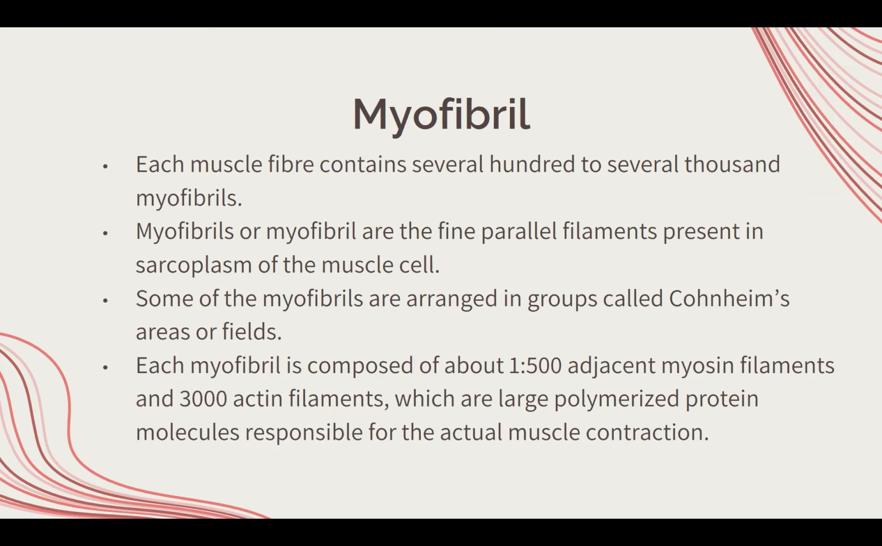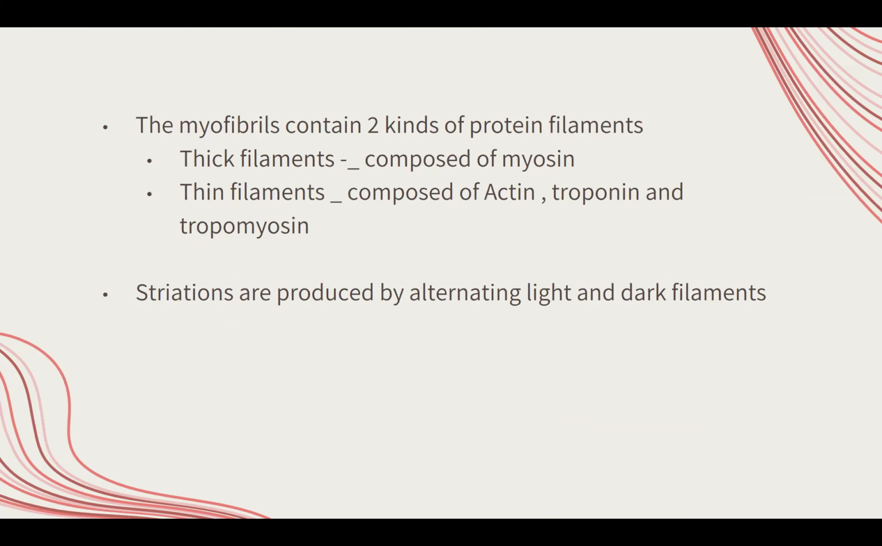The myofibril. Each muscle fiber contains several to hundreds of thousands of myofibrils. The myofibrils are the fine parallel filaments present in the sarcoplasm of the muscle cells. Some of the myofibrils are arranged in groups called coherent areas of field. Each myofibril is composed of about 1 to 500 adjacent myosin filaments and about 300 actin filaments. They are the ones responsible for muscle contraction, those myosin filaments and actin filaments.